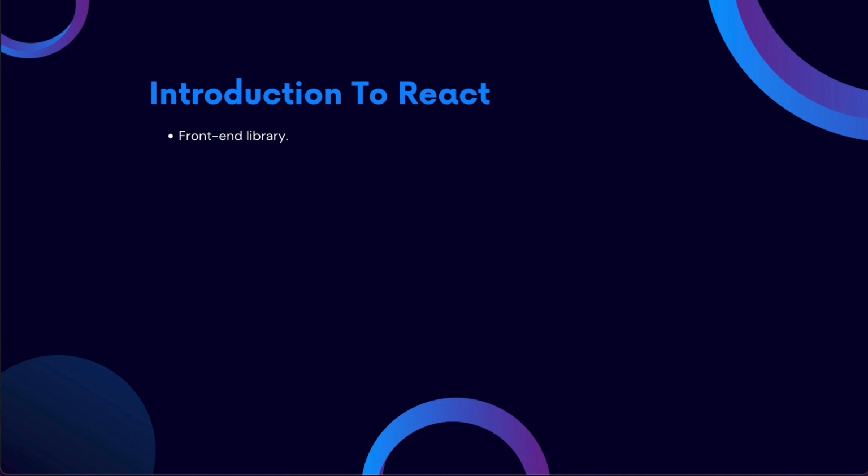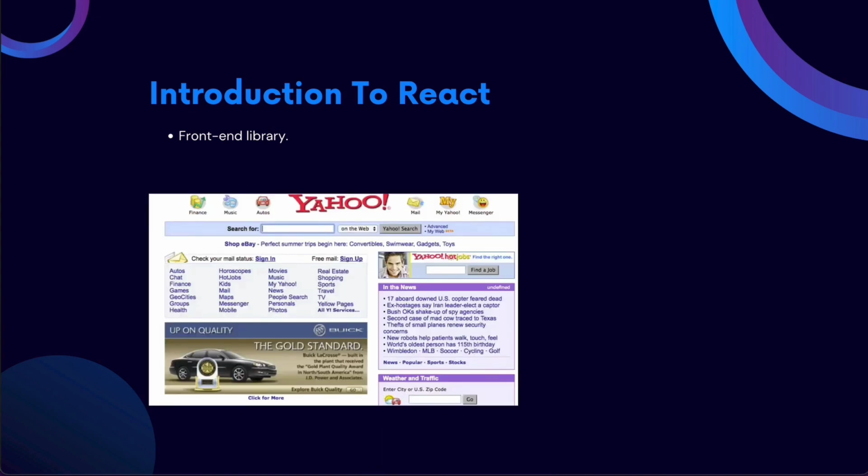Now, to understand this, we have to go all the way back in the past, in the 1990s, where websites used to look something like this. This is just a screenshot of Yahoo's homepage, what it used to look like in the 90s. You might see that there's absolutely no website in today's world which looks something like this. But back in the day, websites were simply a collection of web pages linked with each other.